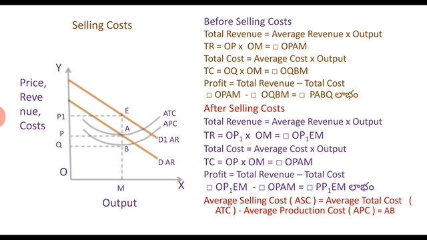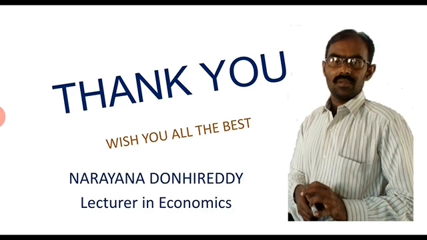Here the average selling cost is AB. So after selling costs, the profit is more than before selling costs.